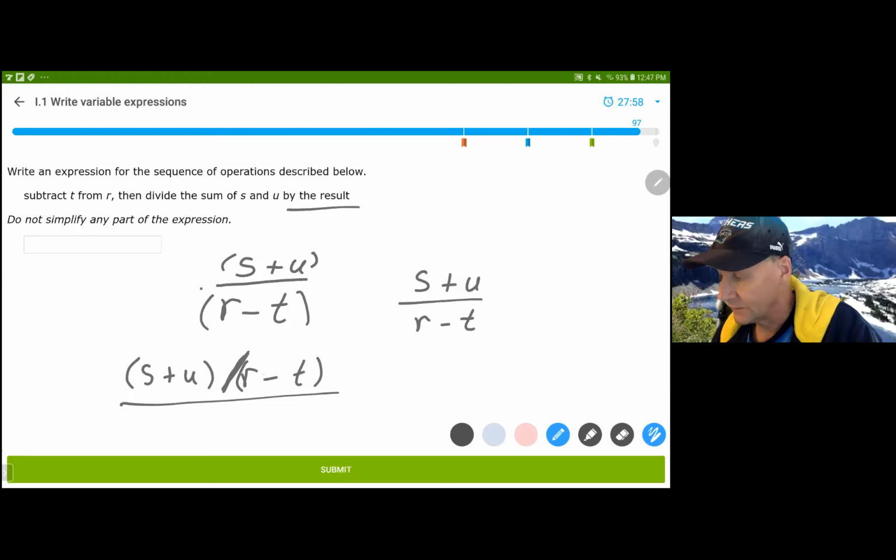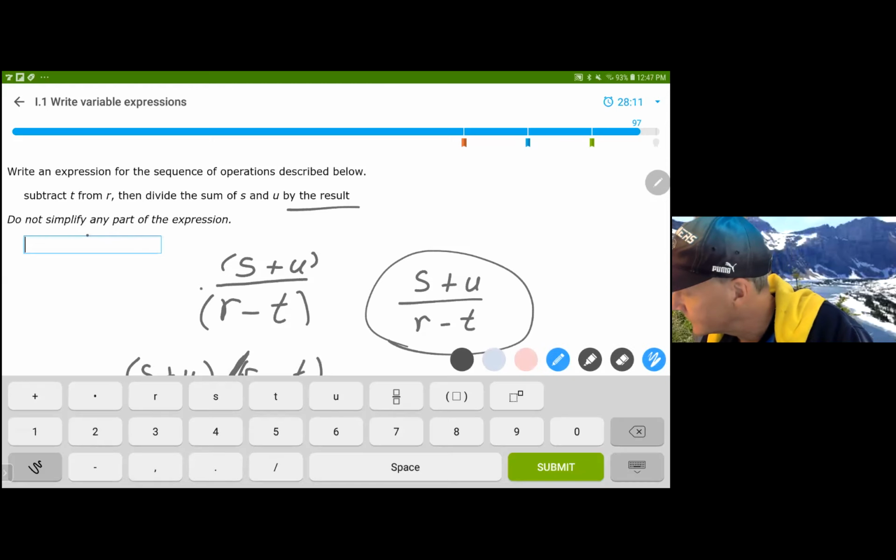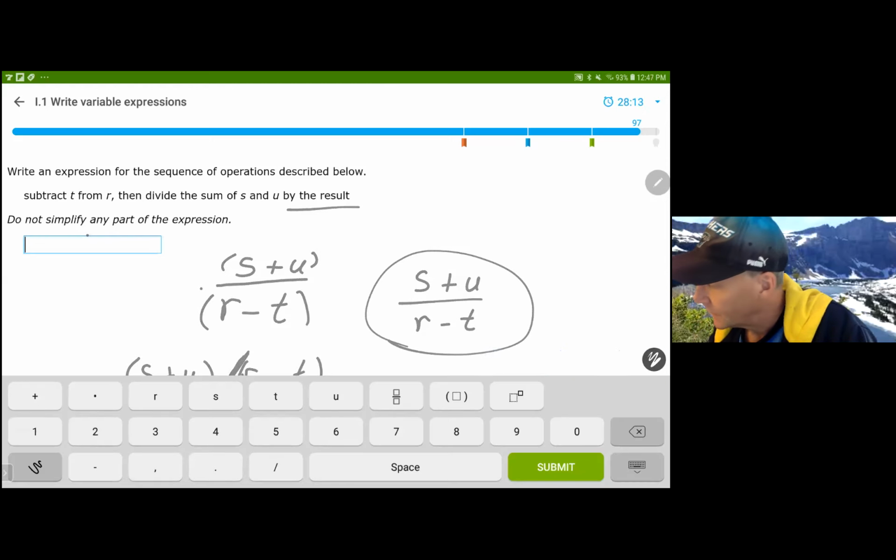And the R minus T would have to be in parentheses if you're not using the division line. If you don't put the parentheses around the R minus T, then it would divide by R and then subtract T. So you have to be careful. Since we have a division line, we're good to go. So, oops. I've got a fraction, and in the top I have S plus U, and in the denominator I have R minus T.